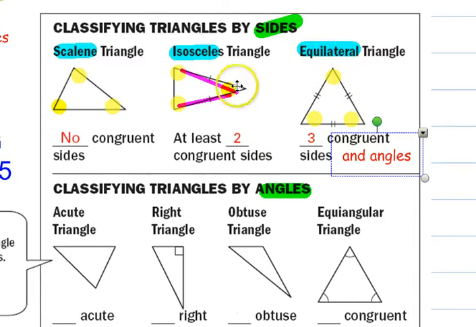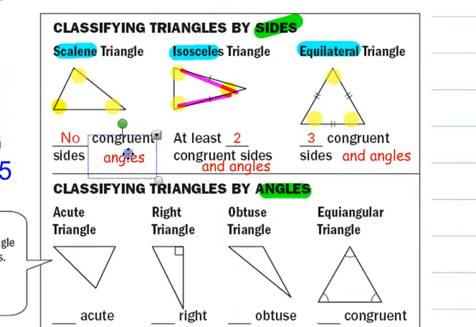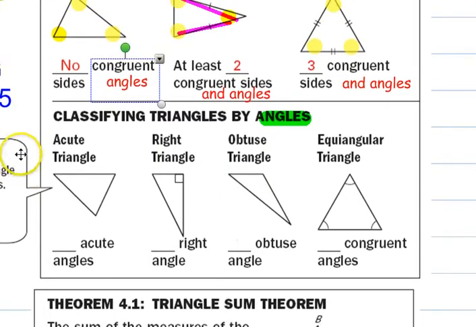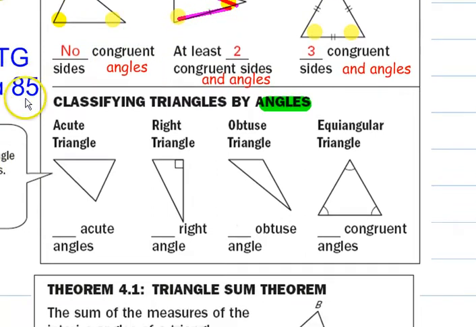An isosceles triangle, since two sides are congruent, not only has two congruent sides, it also has two angles that are congruent. And because we have here a scalene triangle, it means there are no congruent sides or angles. Okay? You can find this chart on page 85 in the note-taking guide.